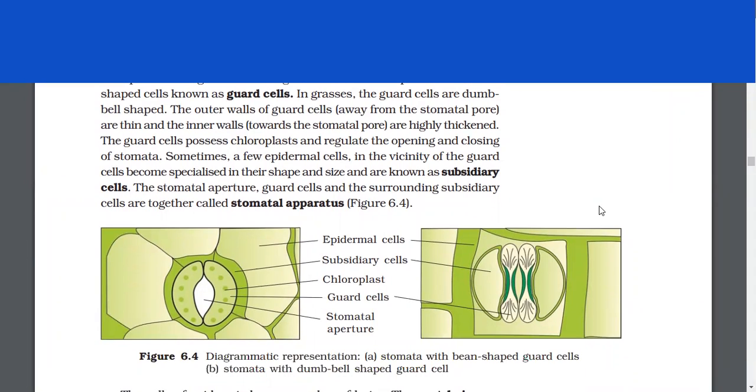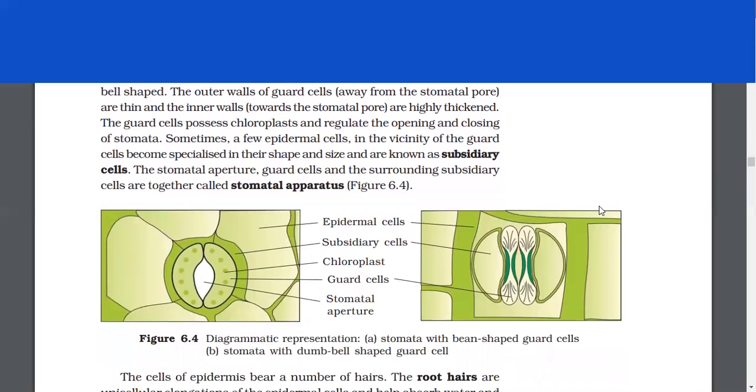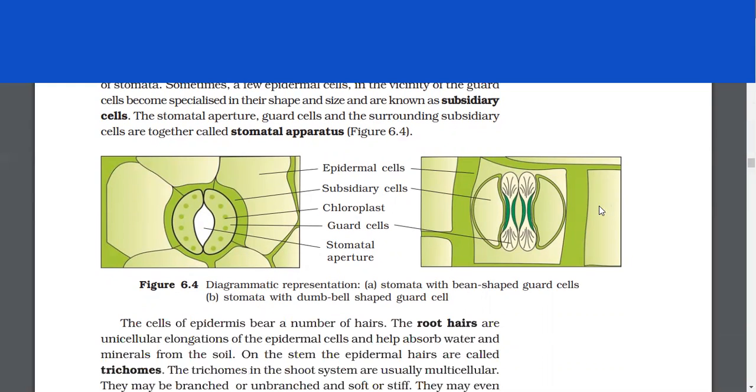Sometimes a few epidermal cells in the vicinity of the guard cells become specialized in their shape and size and are known as subsidiary cells. The stomatal aperture, guard cells, and the surrounding subsidiary cells are together called stomatal apparatus.